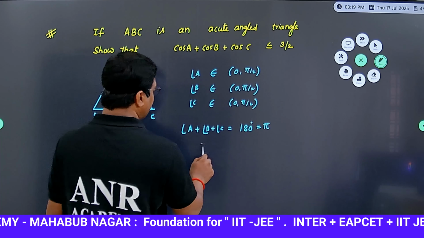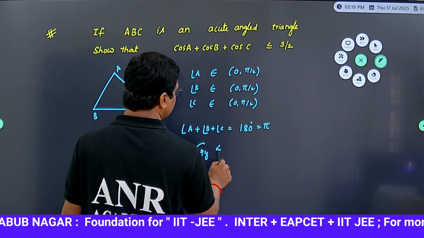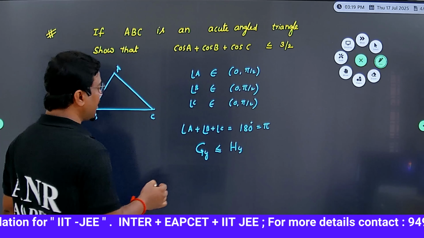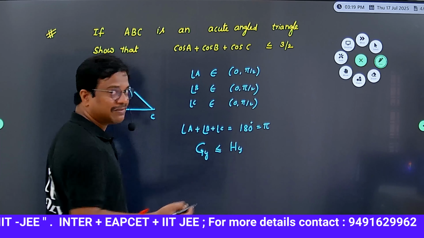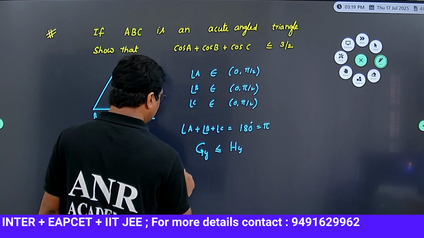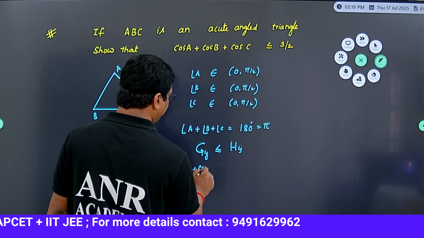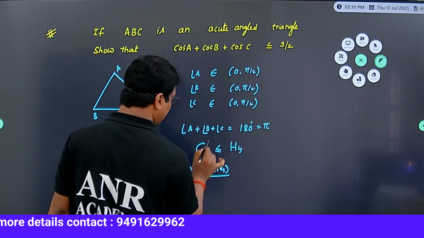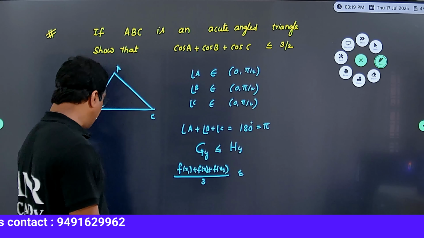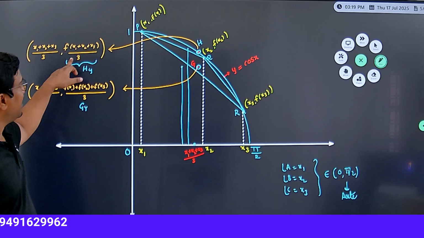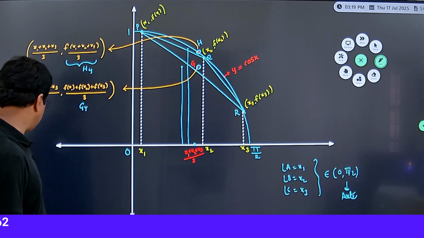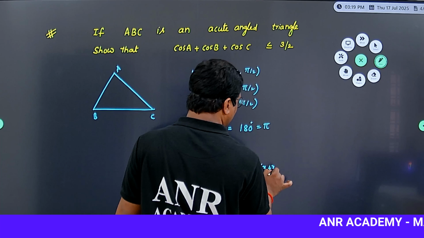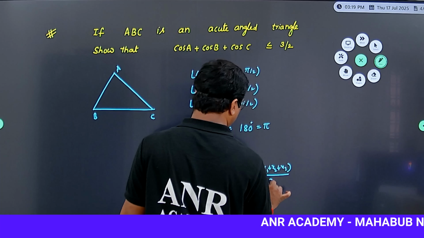I can write GY is less than or equal to HY. Equality holds when A, B, C are the same. The centroid y coordinate (y1 + y2 + y3)/3 can be written as [f(x1) + f(x2) + f(x3)]/3. It is less than or equal to HY. See the figure, what is HY? That is the function of (x1 + x2 + x3)/3.